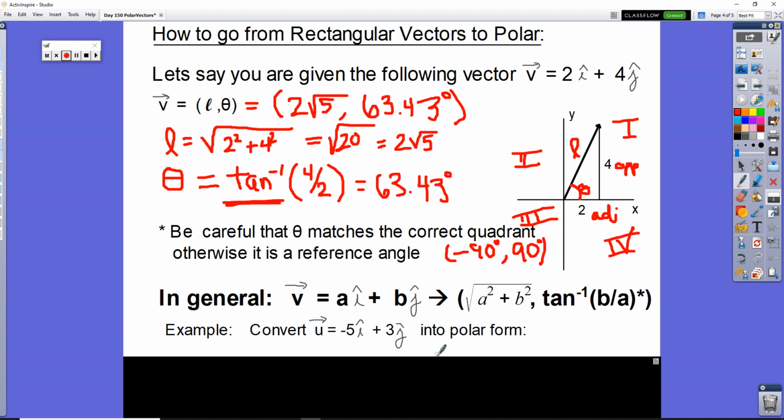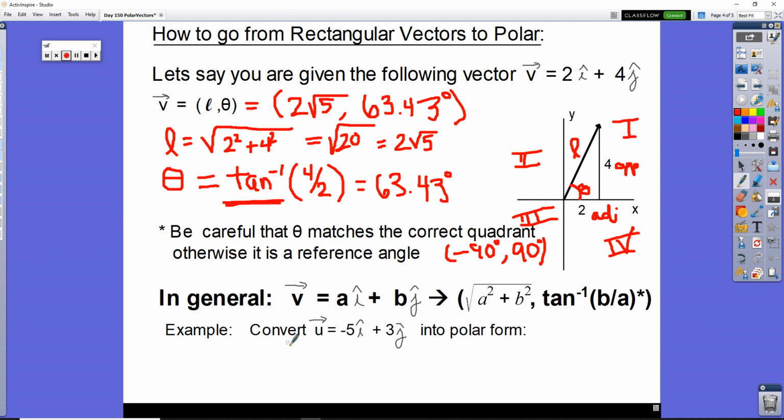So in general, to turn a rectangular vector, A units in the I direction plus B units in the J direction, into polar form, you're going to use the magnitude formula to find the total length and inverse tangent with the Y direction over the X direction to help you find the directional angle. I put a little asterisk here because remember, be careful of making sure that inverse tangent's giving you the correct quadrant. So we've got one last one that we're going to do together here. Let's try to convert a vector u, which is negative 5 units in the I direction plus 3 units in the J direction, into polar.